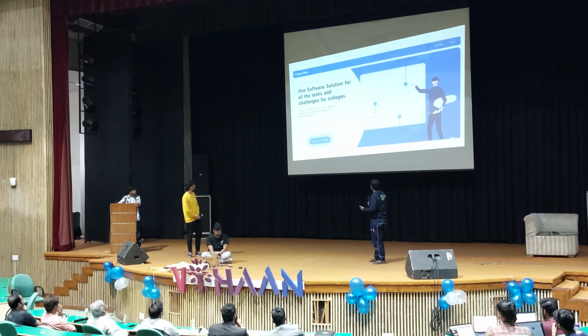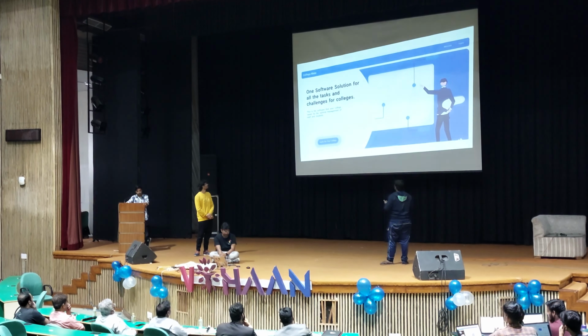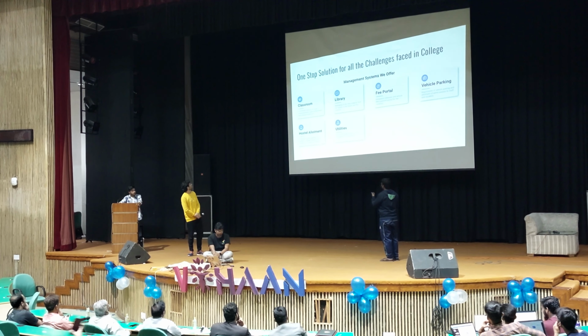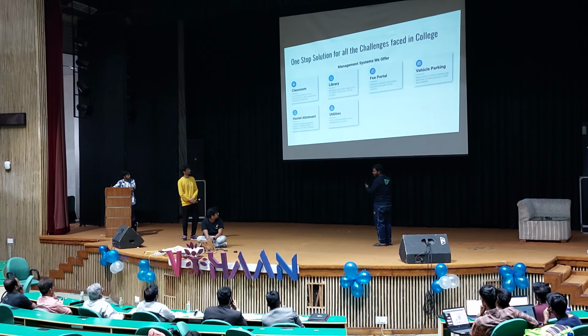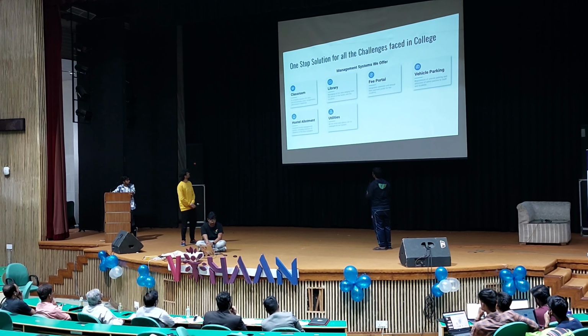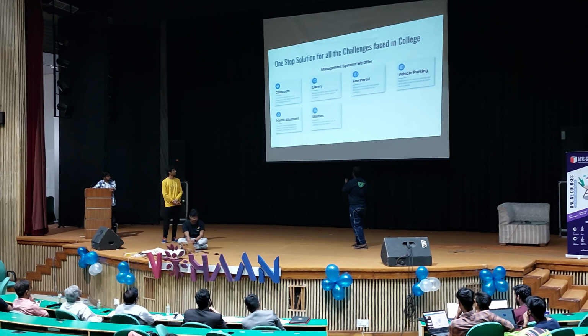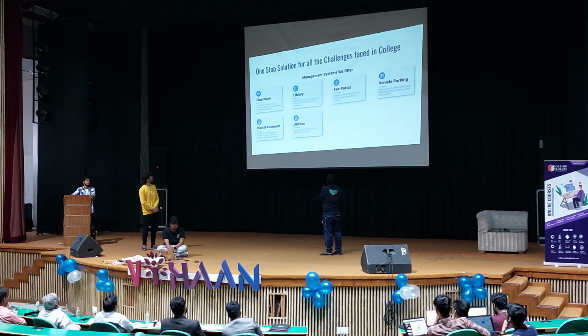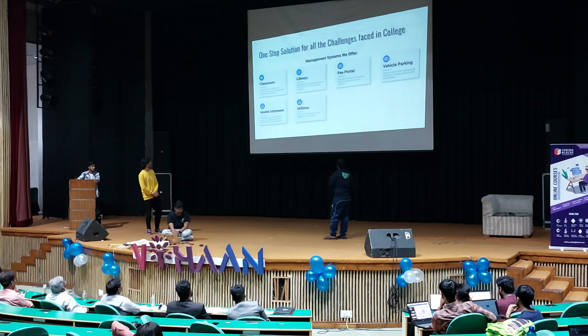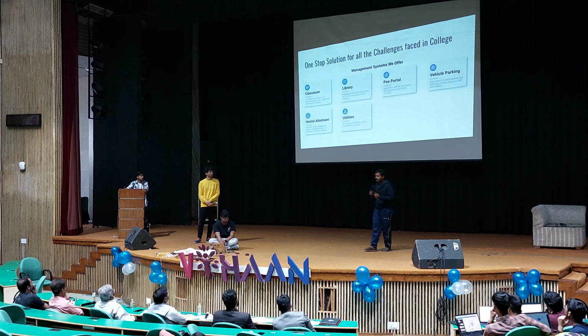Next slide. Now this is the UI that we have generated. If the college wants to apply, they can just click on that particular button and these features will be shown: the classroom, the library, the fee portal, the vehicle parking, the hostel allotment, the utilities, and others.